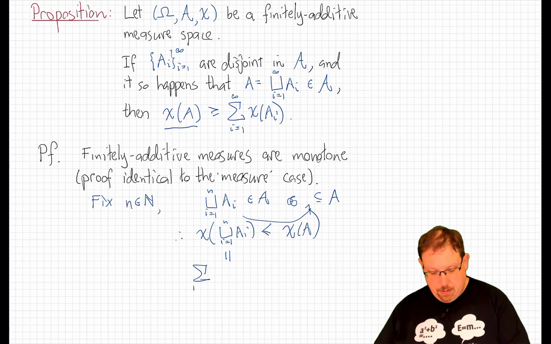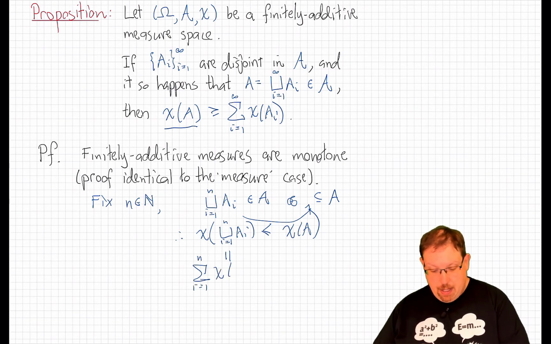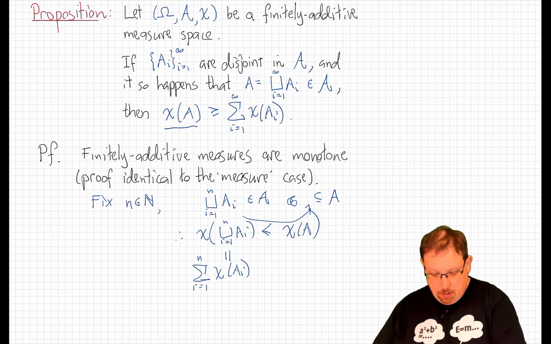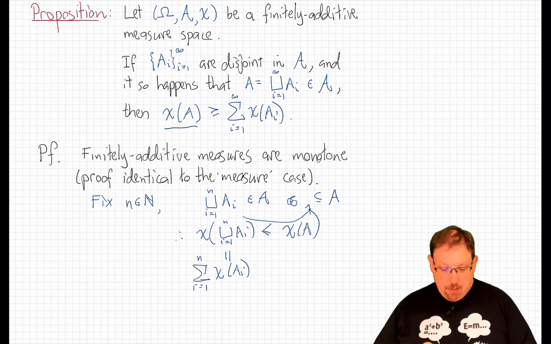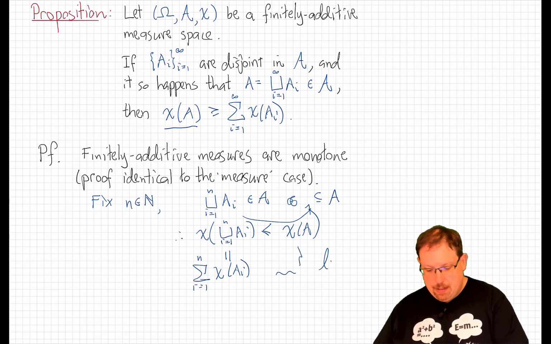Therefore, here we have the sum of chi of the pieces. Now look at that. For any n, the sum of the first n chi of A_i is less than or equal to chi of A. We can therefore take the limit as n goes to infinity.